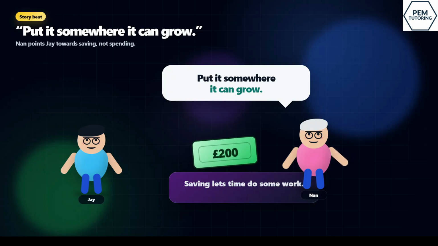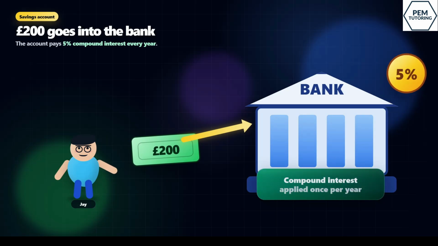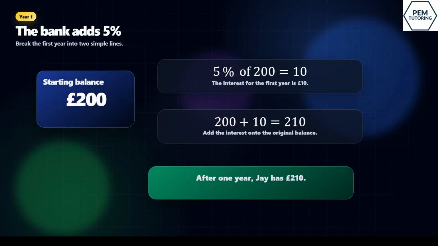But he listens. He puts the £200 into a savings account that pays 5% compound interest every year. At first, that sounds boring, but this is where the story gets interesting. After 1 year, the bank adds 5%. 5% of £200 is £10. So Jay's money becomes £210. Nice, not life-changing, but free money is free money.